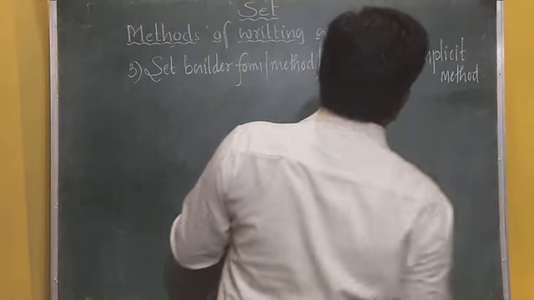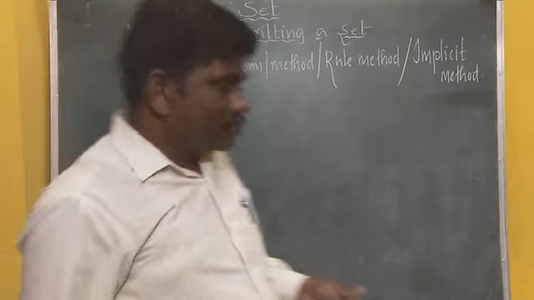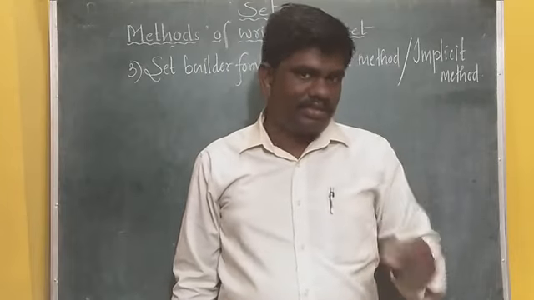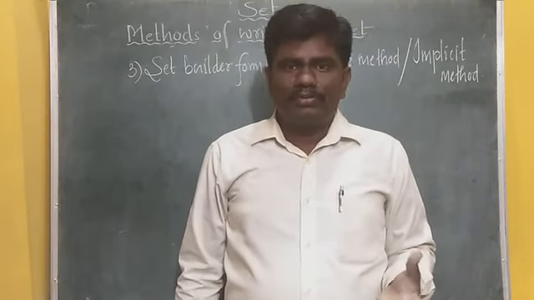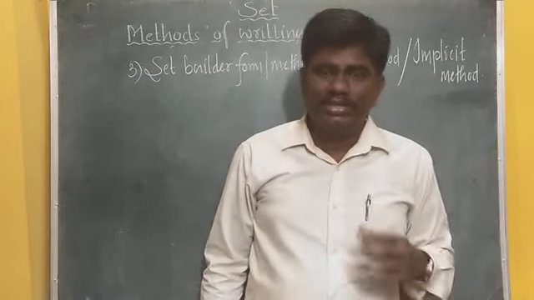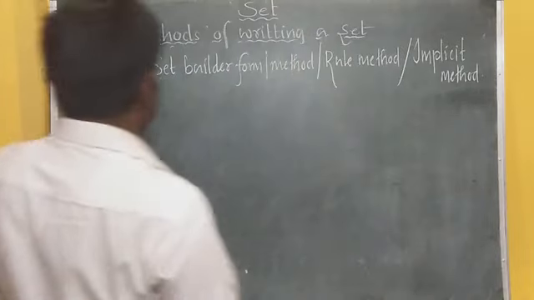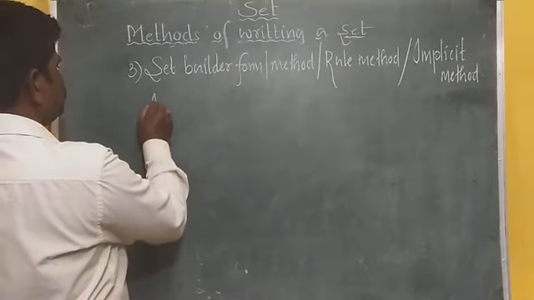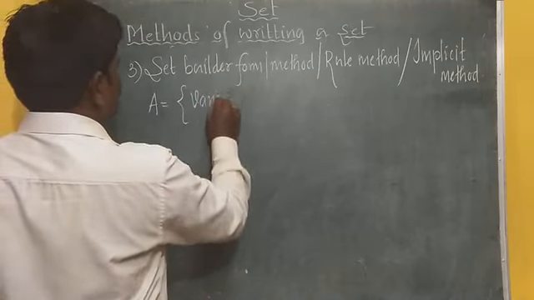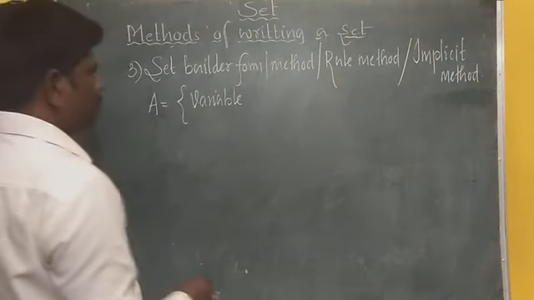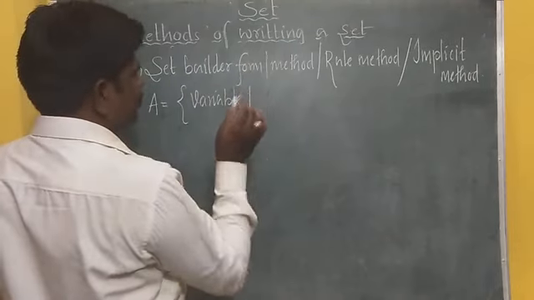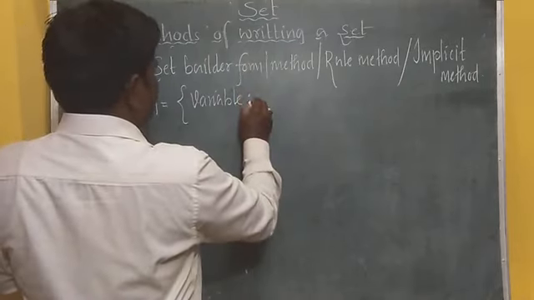Implicit method. Now most of the students find it a little difficult to understand this method. So I will try my level best to convince you, to make you understand, and to help you write any set in this method. See here, in the set builder method there will be two parts. One is the variable part, separated by a semicolon, or you can use a dash like this, whatever it is. So, a semicolon.